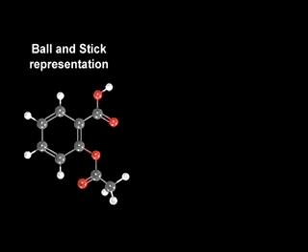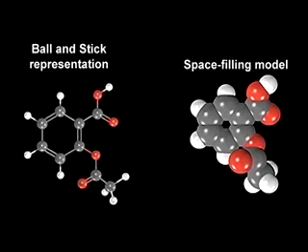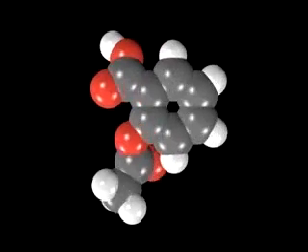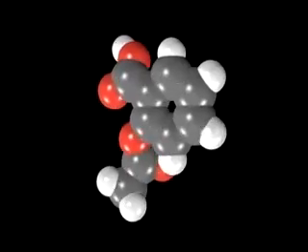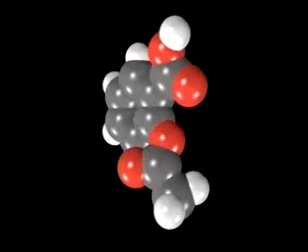The ball and stick and space-filling models for aspirin show the three-dimensional relationships between the atoms. Notice that the acetyl group is twisted somewhat, so that the oxygen atom bound to the carbon can lie out of the plane of the benzene ring.